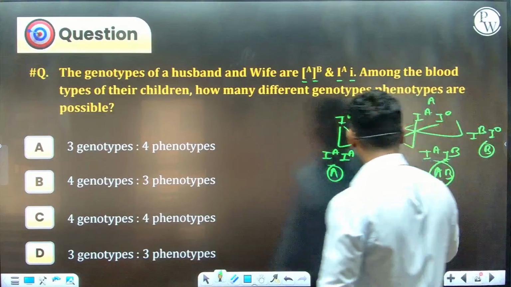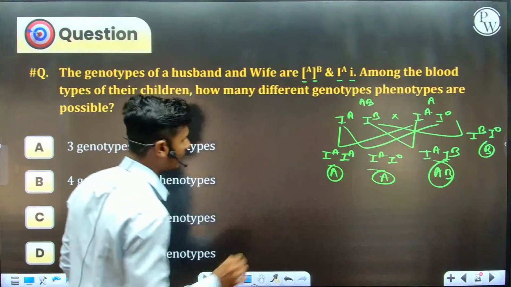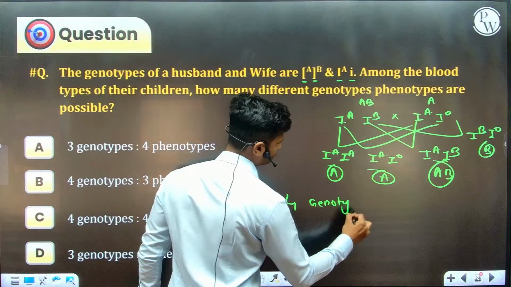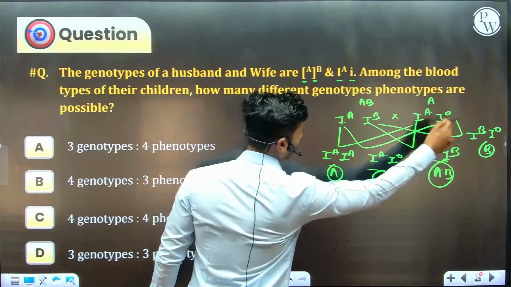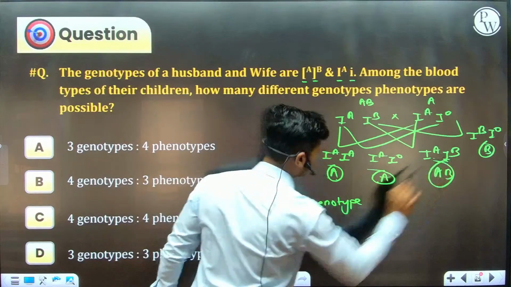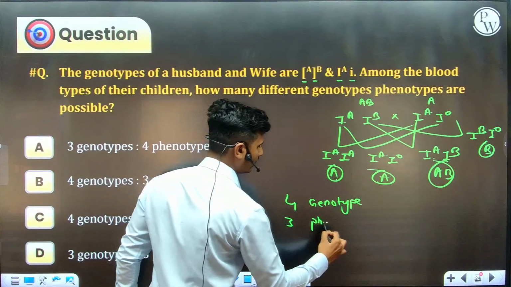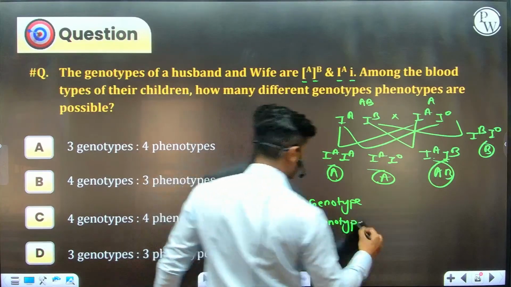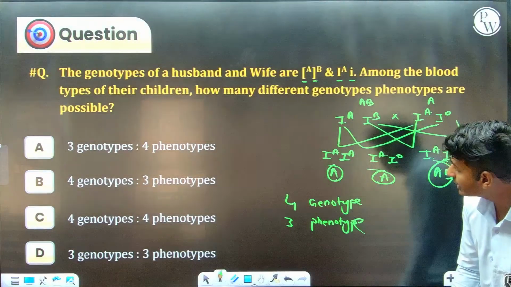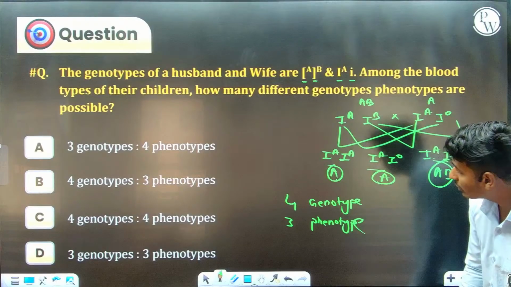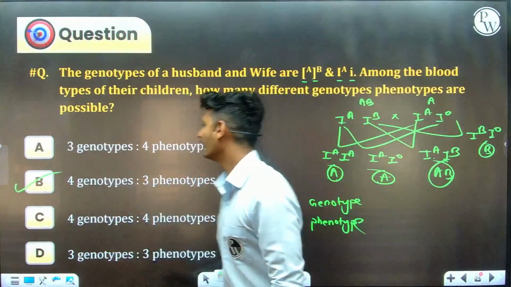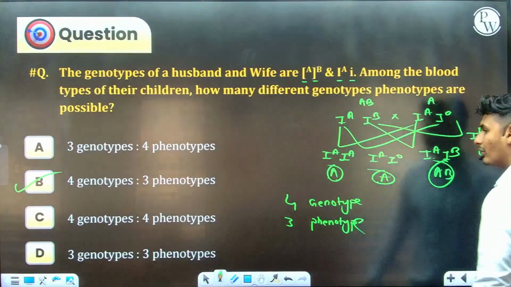So we have 4 genotypes, and all 4 are different. But the phenotypes are the same in some cases: 1, 2, 3, so 3 phenotypes. 3 phenotypes, 4 genotypes. Any option? 4 genotypes, 3 phenotypes. Yes, option number B, 4 genotypes and 3 phenotypes.